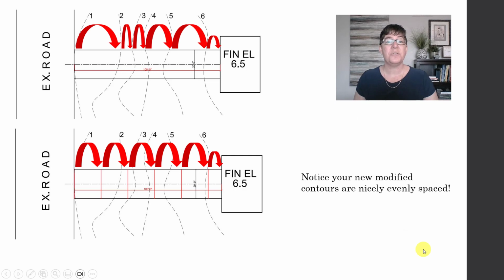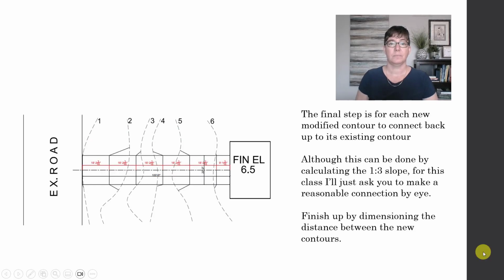Let's take a look at your new modified contours and look how beautifully evenly spaced they are, in comparison to the natural contours. But we're not done yet. The final step for each modified contour is to connect it back up to the existing contour that it goes along with, and this can be done by calculating the 1 in 3 slope. For this class, we're going to skip that part. I'm just going to ask you to make a reasonable connection by eye. And so it's going to look something like this.